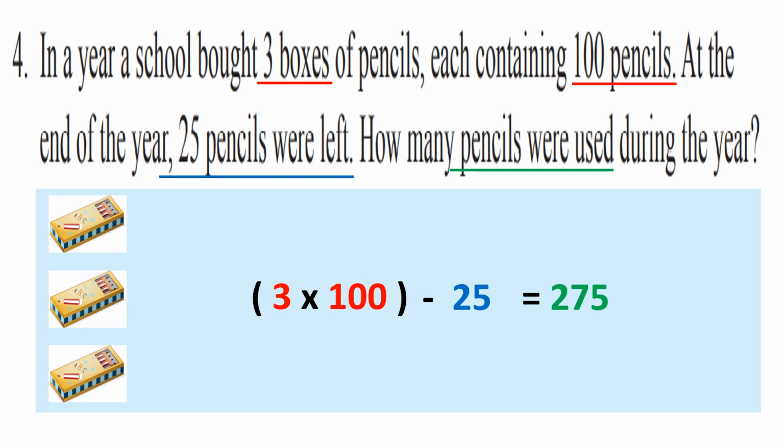Now if you solve this one, you say 3 times 100, then you get 300, and then minus 25, then you get 275. Correct, students? 300 minus 25 is 275. 275 pencils were used during the year. This is your answer for number 4.